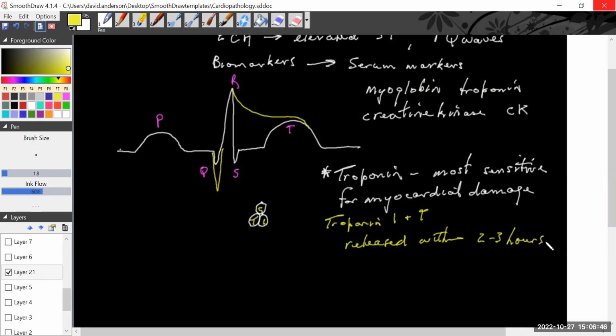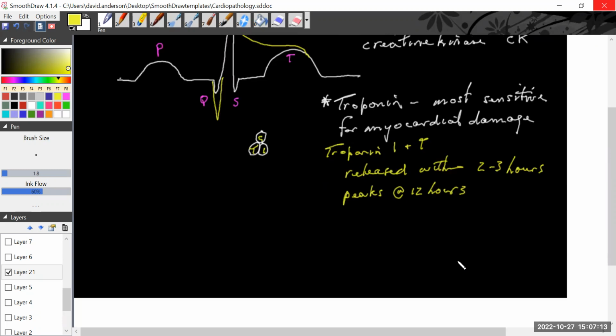So someone has chest pain, maybe they fall over, they complain of this crushing type of pain in their chest. You can take blood work within a couple of hours and see elevated levels of this troponin. Now it's going to peak at about 12 hours. But it's measurable at 2 to 3 hours. That's why it's such a great classic marker for a heart attack.